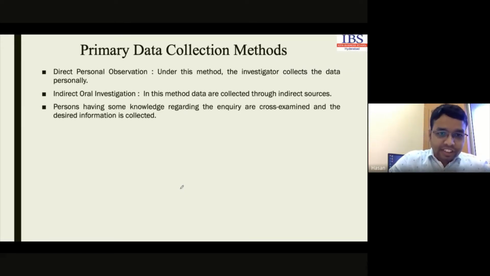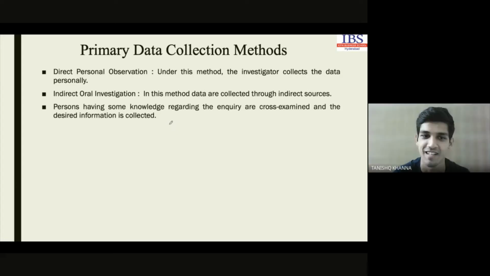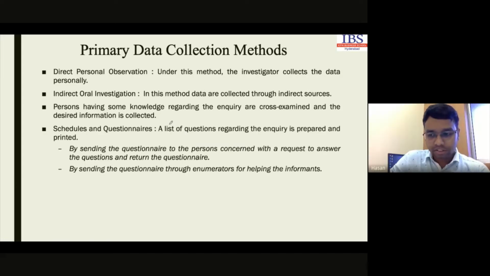Next one is persons having some knowledge regarding the inquiry being cross-examined and the desired information is collected. So wherever we are going to perform a job, we have the data and we are going to verify this one. If it is verified, then it will be considered as primary data. Okay. It's like a viva.